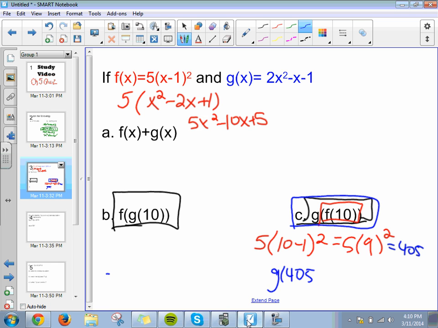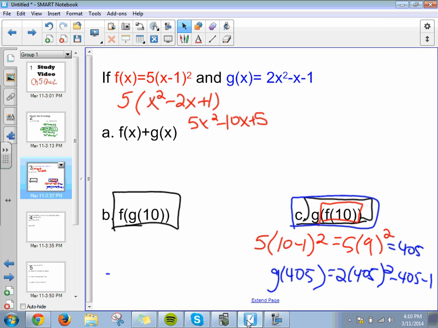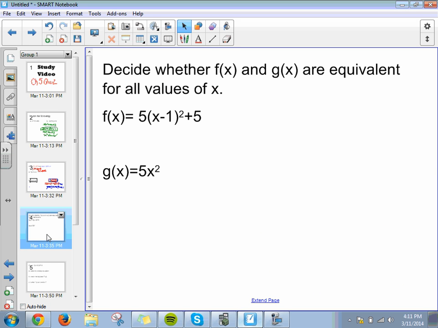And then we take and plug that into our g of x. So g of 405. Which will then end up being 2 times 405 squared minus 405 minus 5. Which again will be another really huge number. With that one, just making sure you understand the process and what we're doing with our compositions of functions.